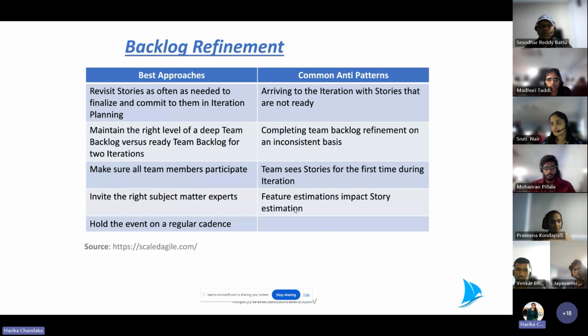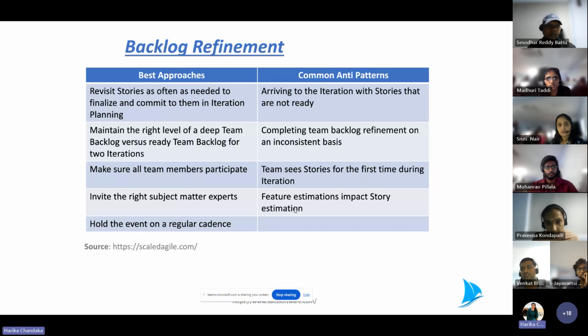So as I said, these are all again from Scaled Agile. What are the best approaches and anti-patterns for a backlog refinement call? Best approach: revisit stories as often as needed to finalize and commit them into iteration planning. It's purely the responsibility of the product owner, and tech teams should reach out to the product owner in case they need more stories in place, because the product owner may be technical or non-technical. We can define things at a high level, and the technical team may say it can be broken down into more stories and more effort is needed. Such things should always be brought up during the backlog refinement call.